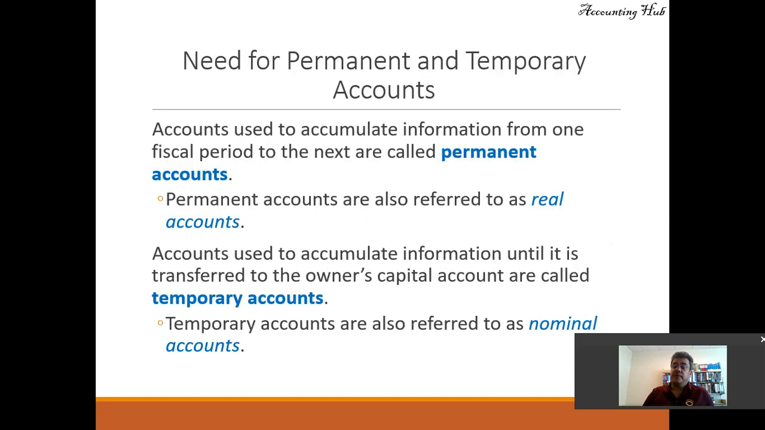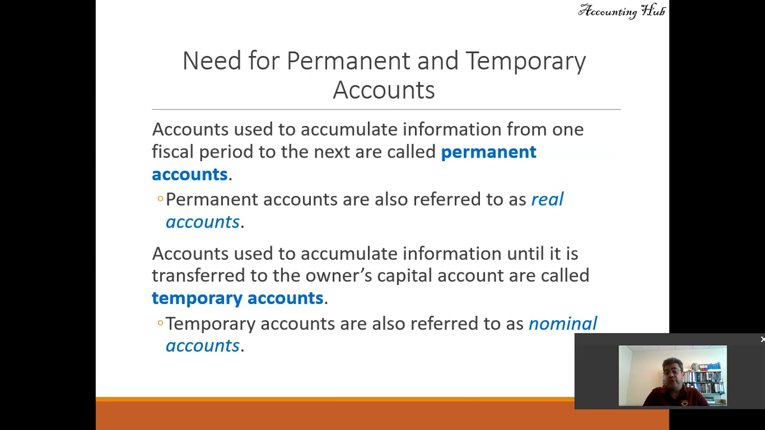So, first of all, permanent and temporary accounts. What is the difference? Accounts used to accumulate information from one fiscal period to the next are called permanent accounts or real accounts. These are accounts that don't change from one fiscal year to another just because of the changing of the fiscal year. For instance, cash. If my cash is $1,000 on the last day of the fiscal year, for instance March 31st, it will be the same cash on April 1st when we start the new fiscal year.